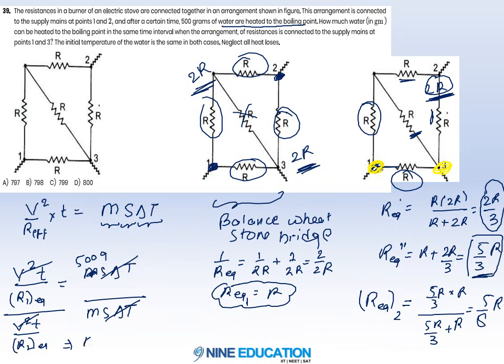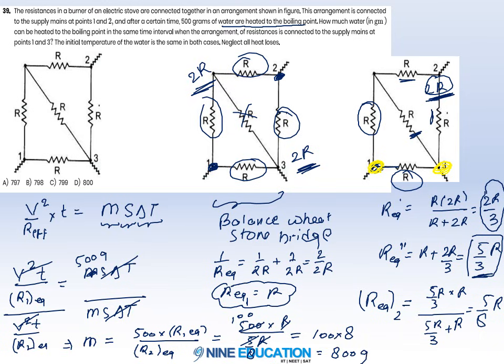So what we are getting? We are getting m equal to 500 into R1 equivalent upon R2 equivalent. So from here, 500 into R upon 5 by 8 into R. R cancels, so this becomes 100. So what we will get? 800 grams. So this is the final answer.